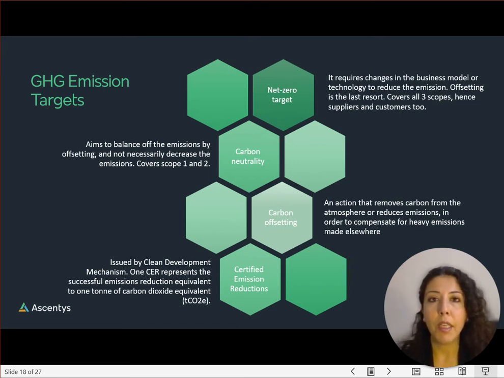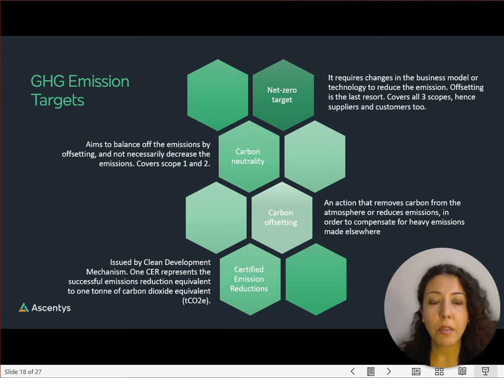So a company or a country can choose to offset their carbons, that is, at least their impact on the atmosphere, by investing or donating in carbon offsetting, carbon reducing, carbon capturing projects. Let's compare net zero target and carbon neutrality.